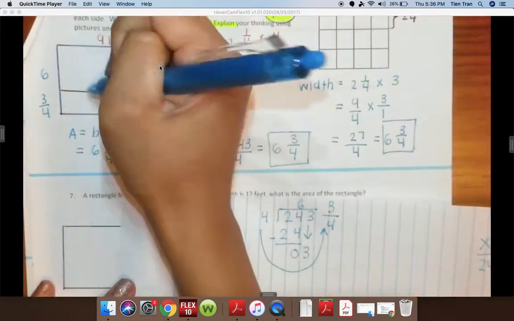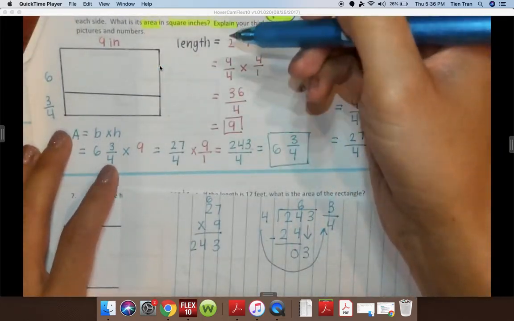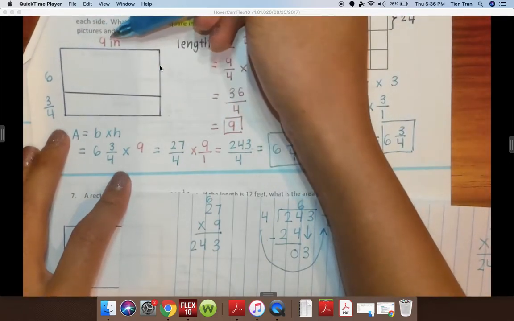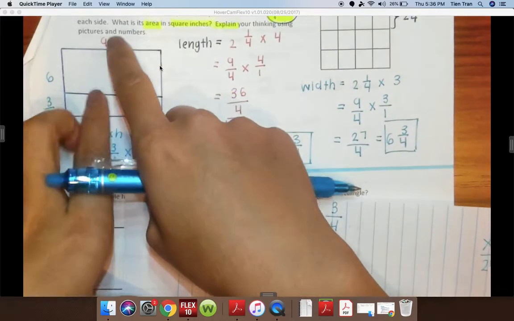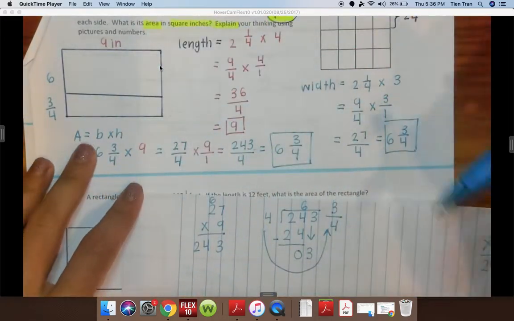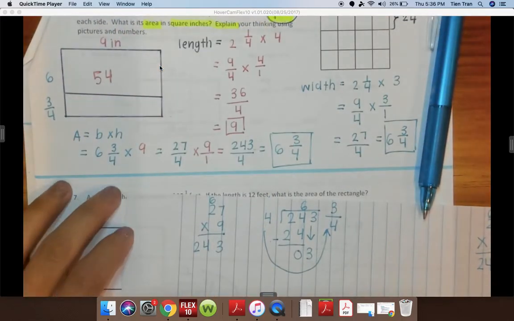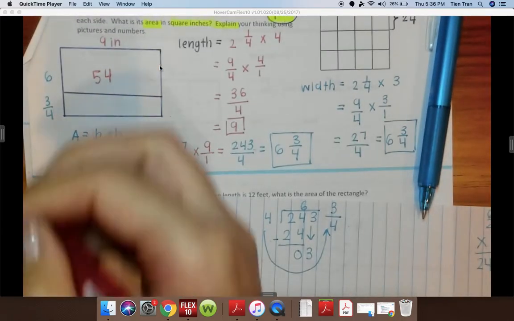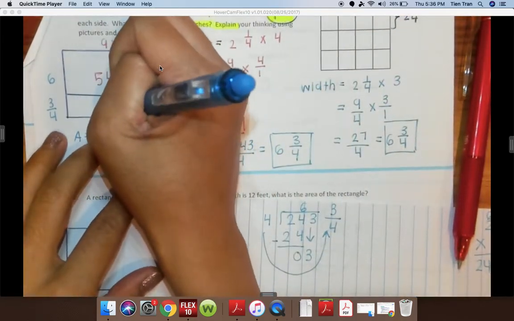Now that portion is just for right here when I multiply 6 and 3/4 times 9. But it doesn't count for 6 times 9. 6 times 9 I know is equal to 54, right? 54 inches squared. And then this measurement right here, 6 and 3/4, is going to go right here.